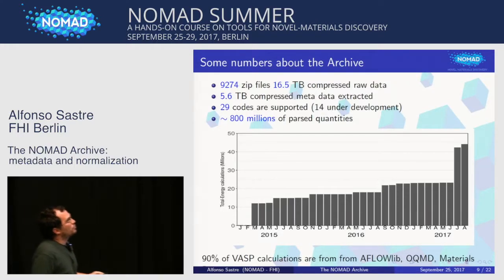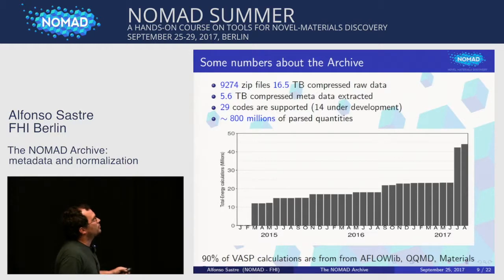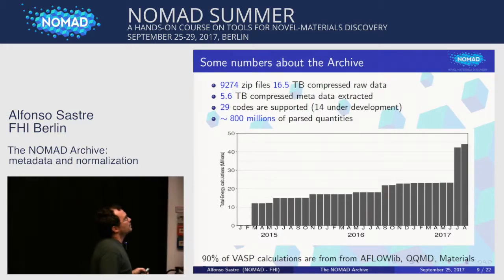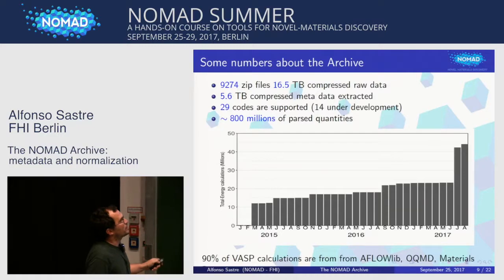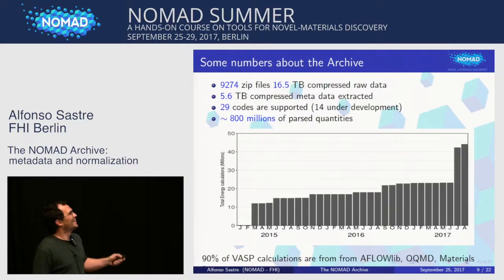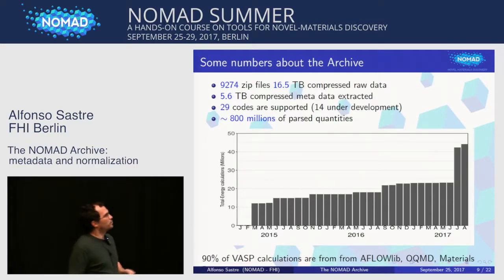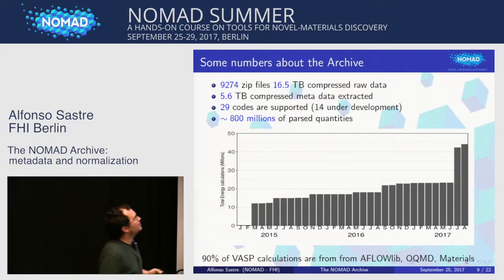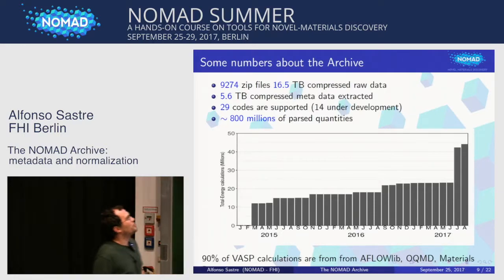This is the time evolution of the total energy calculations in the archive over the years. You see that this summer we had a lot of activity with AFLOWLIB, OQMD and Materials Project that is cut there. So that was a huge improvement for us.